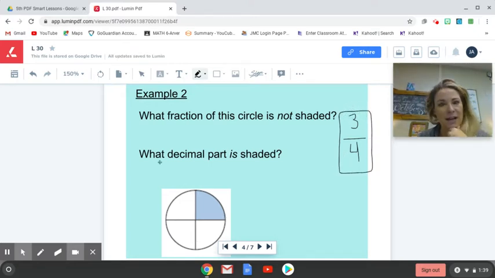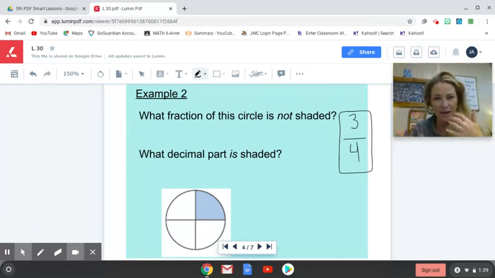Okay, next part of the question, what decimal part is shaded? So remembering back when we were working with that dollar, pretty soon, the more work you do with fractions and decimals and percents, you'll start to identify, first of all, to back up, we said 3/4 was not shaded. That means that 1/4 is shaded. That's pretty quick and easy to see. 1/4 of this circle is shaded.